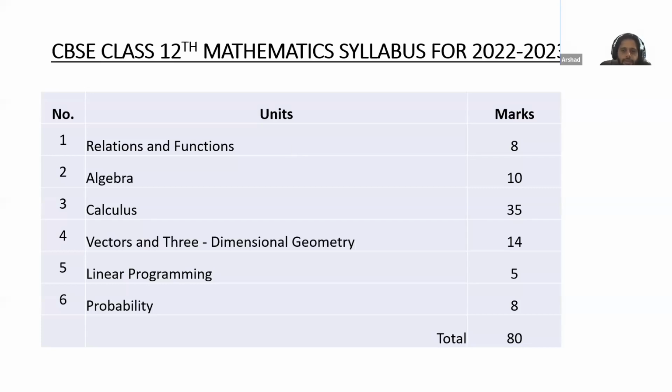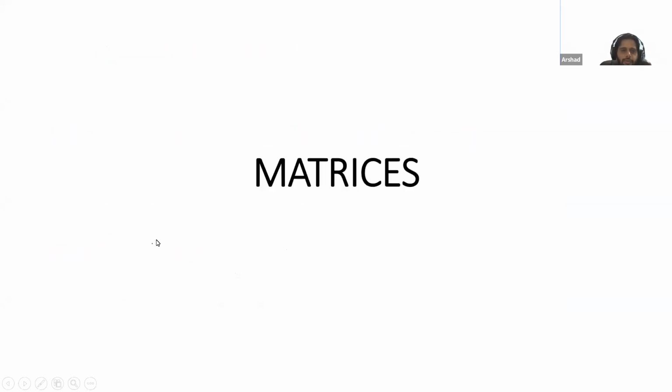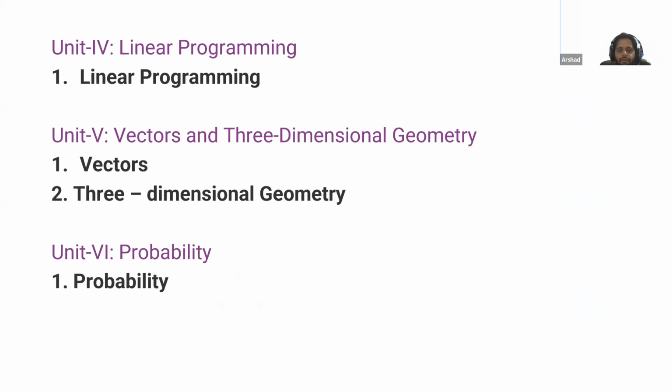Then algebra is 10 marks, calculus 35, vector and 3D 14, linear programming 5, and probability 8 marks. Then these are the different chapters in every unit. For example, in the first unit, we have relation functions, inverse. Then in algebra, we have matrices, determinants. In the calculus, we have 5 chapters. And then we have linear programming, vectors in 3D, and then the probability. So we will discuss this weightage later on, Risha.